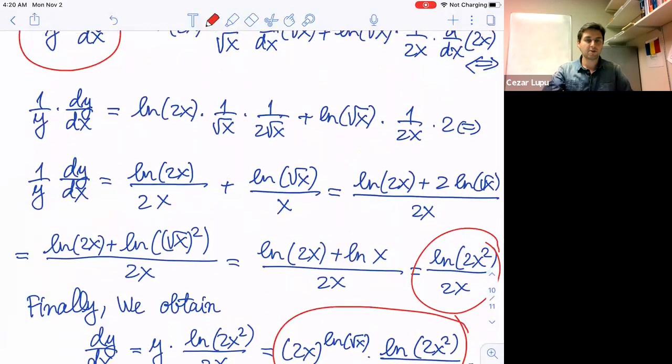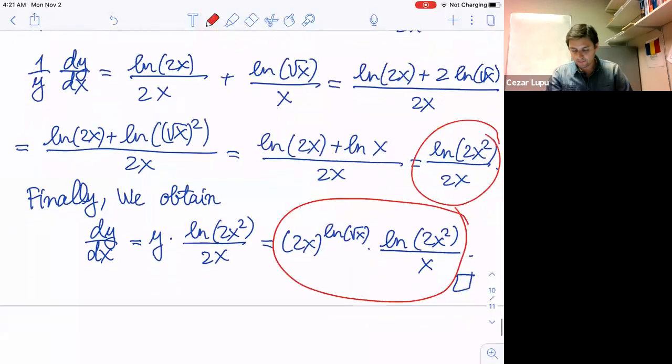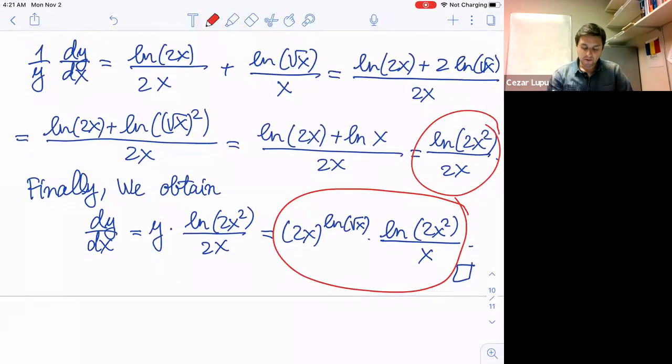So that's a general procedure of how to compute the derivative of such things. Like I said, an exponential type: a function to the power of another function. So that's the general procedure.